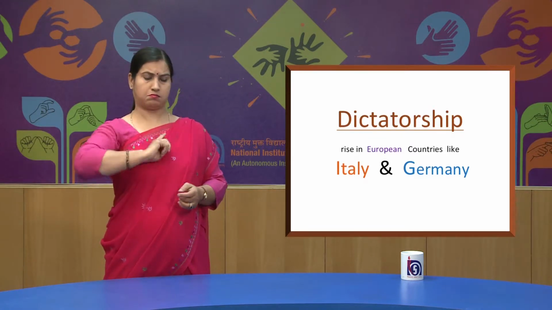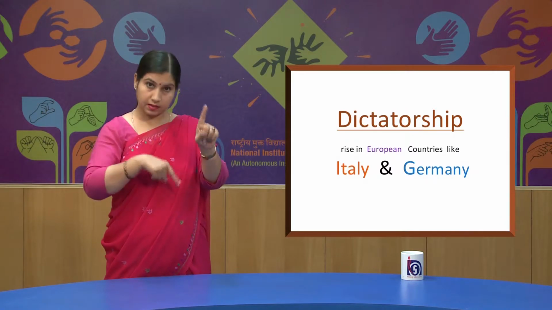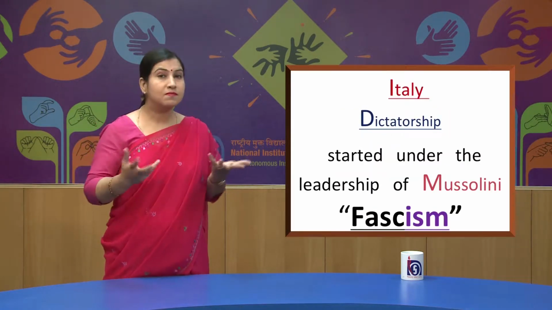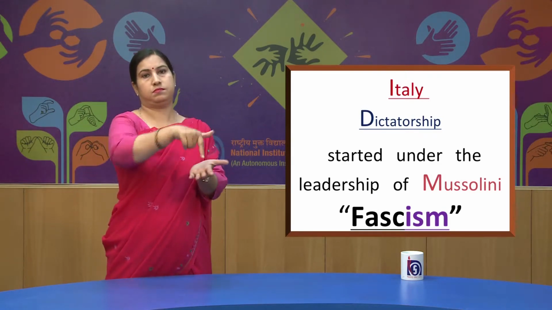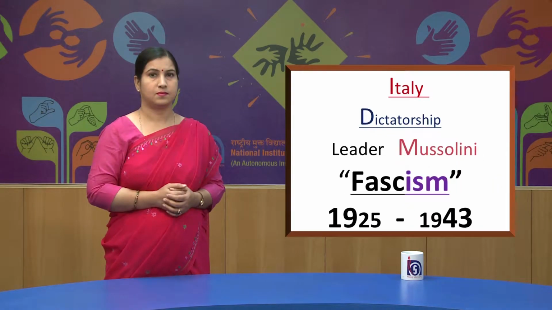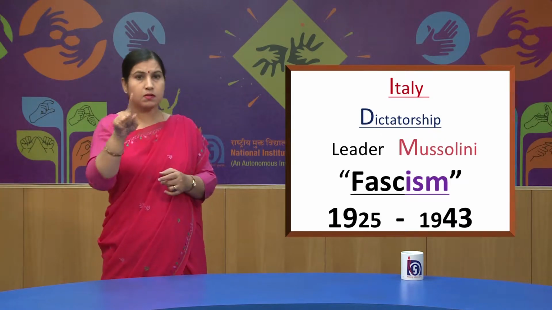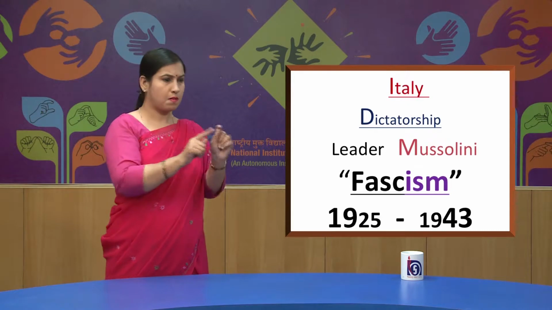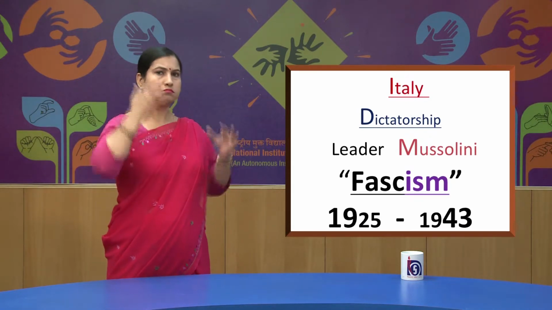This dictatorship was the most important development in European countries like Italy and Germany. In Italy, dictatorship started under the leadership of Mussolini, where it was known as fascism. Mussolini's rule continued from the year 1925 till the year 1943. During this time period, he banned all the political parties, made policies single handedly, and took all the political decisions.